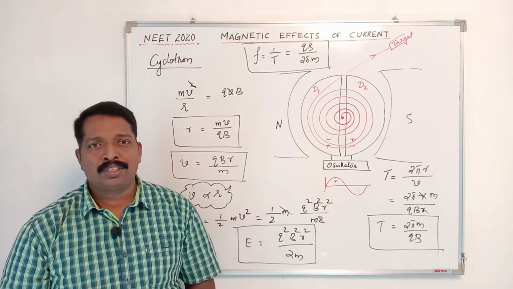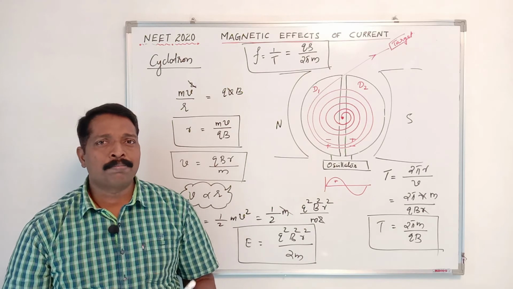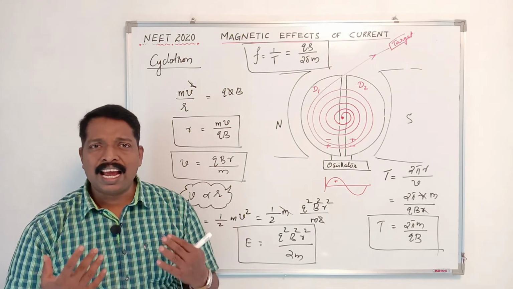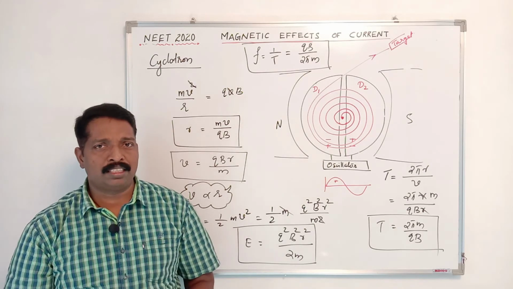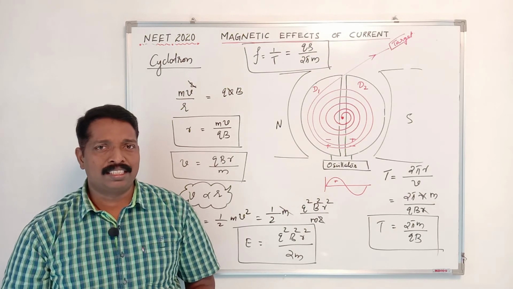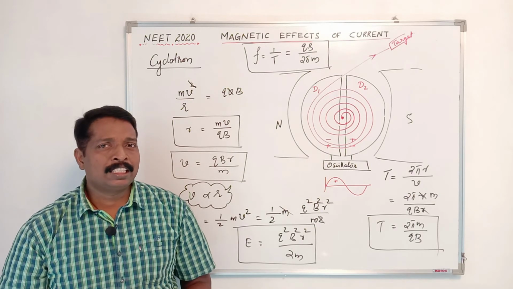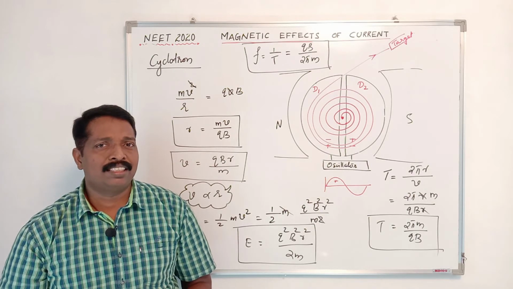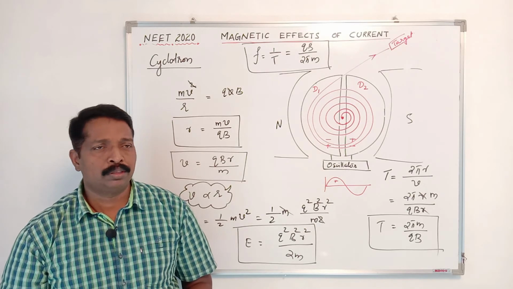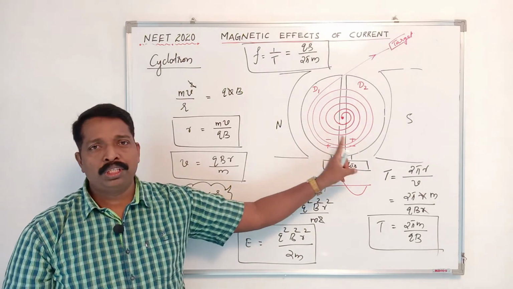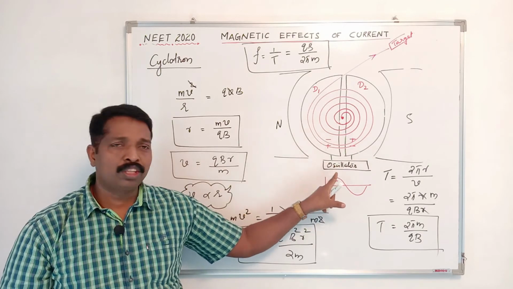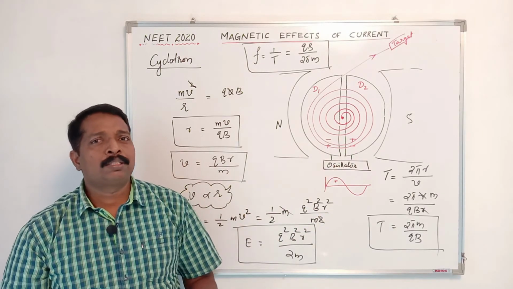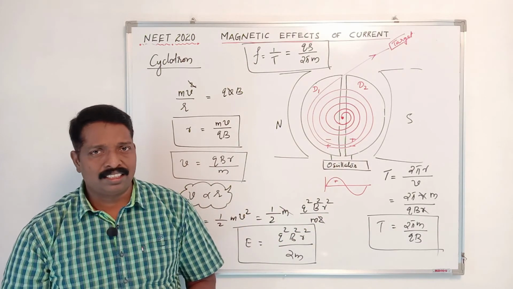Next, the limitations of the cyclotron. The cyclotron is a particle accelerator. It can accelerate only charged particles. That's the first limitation. Chargeless particles like neutrons cannot be accelerated in a cyclotron because it works under the positive and negative charges of the oscillator. So chargeless particles cannot be accelerated.